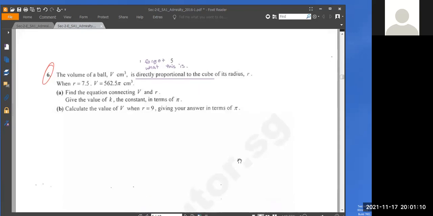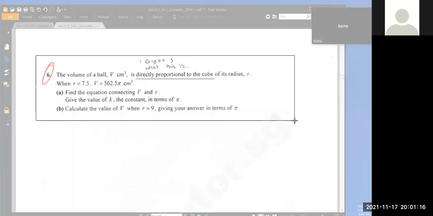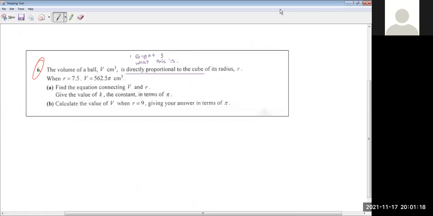Forgot what this is. Okay, yeah, I think we talked about this in our first lesson. Anyway, there are two types of questions regarding proportionality. This question is the concept of proportionality. So this question is directly proportional. So let's talk about the general concept of proportionality first.